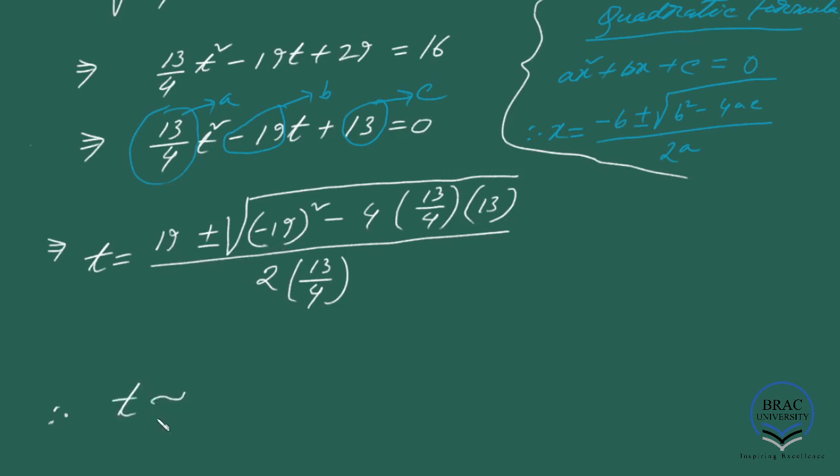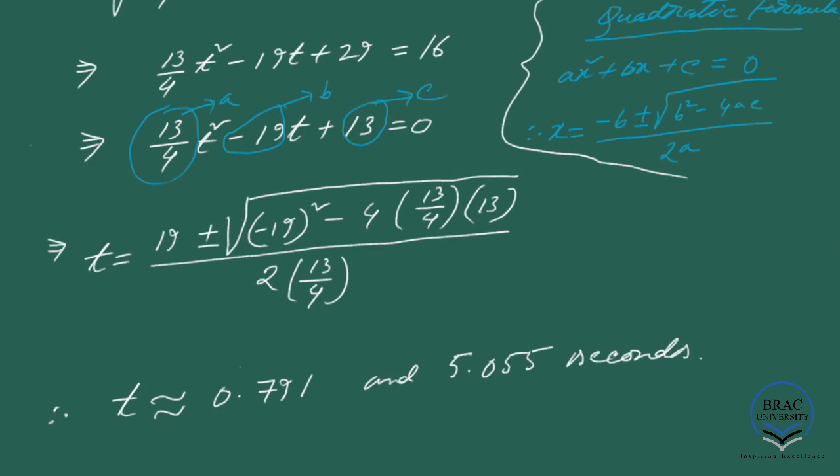So after calculation, what I'm getting is 0.791. That's one of the results. The other result that I'm getting is 5.055 seconds. So these are the two results that I'm getting.